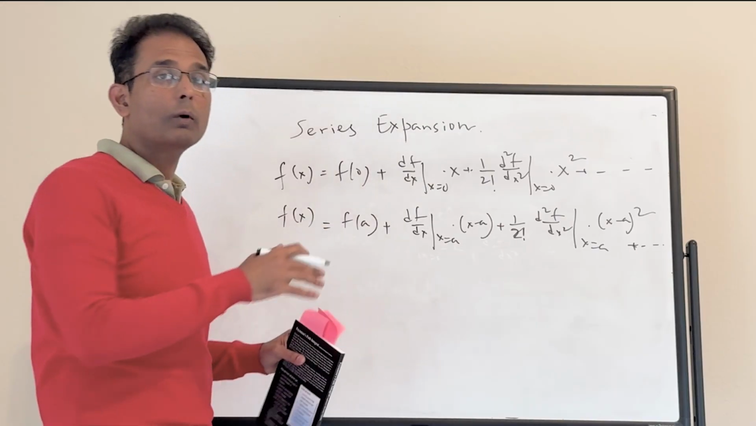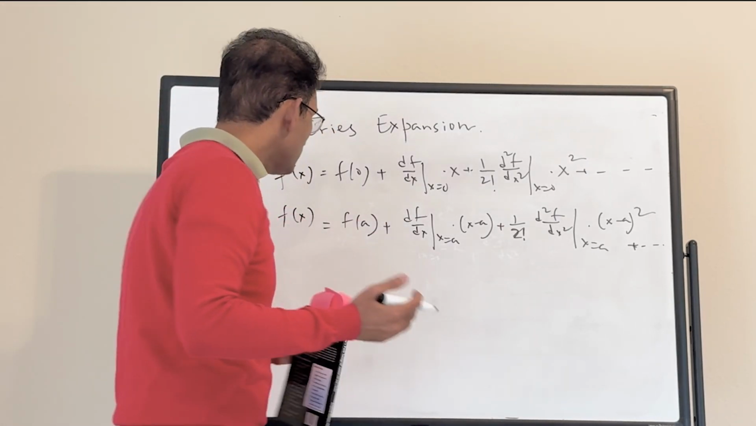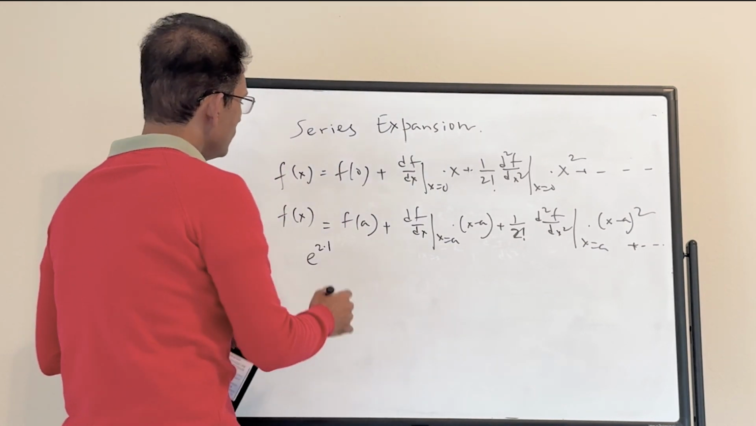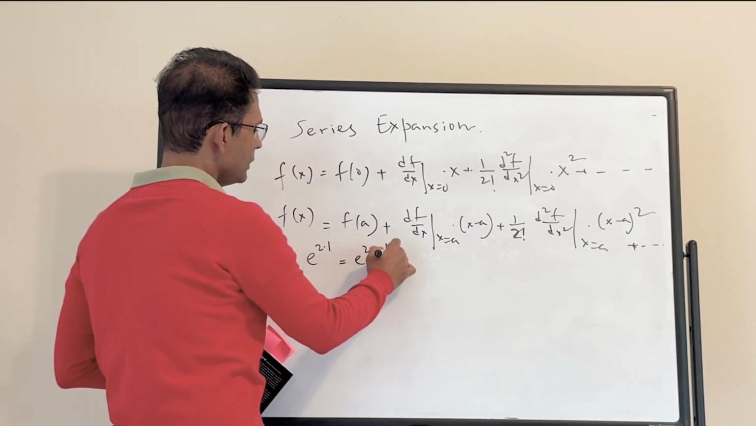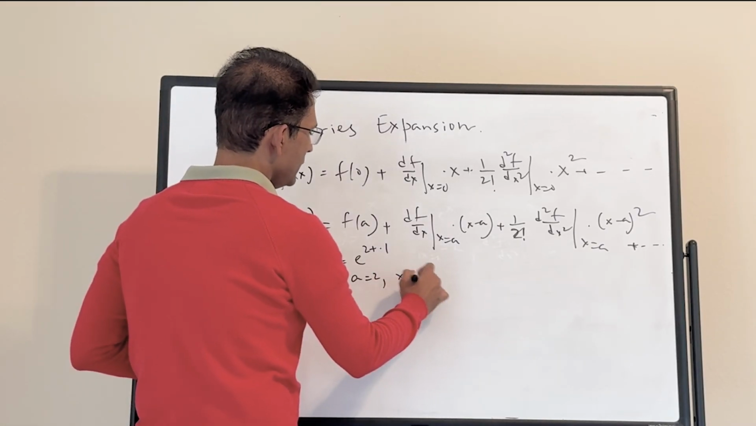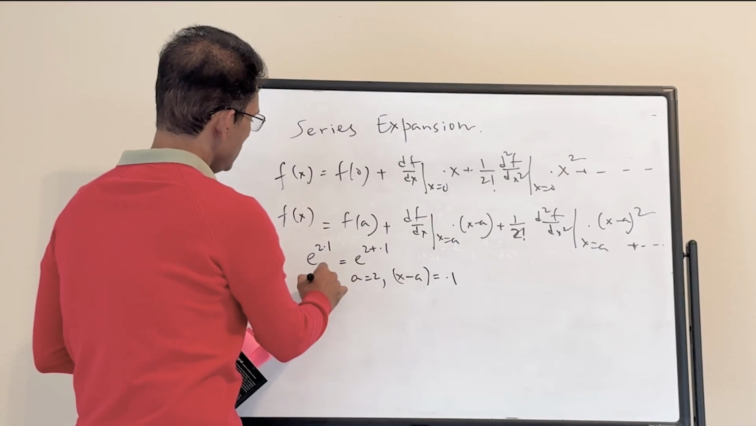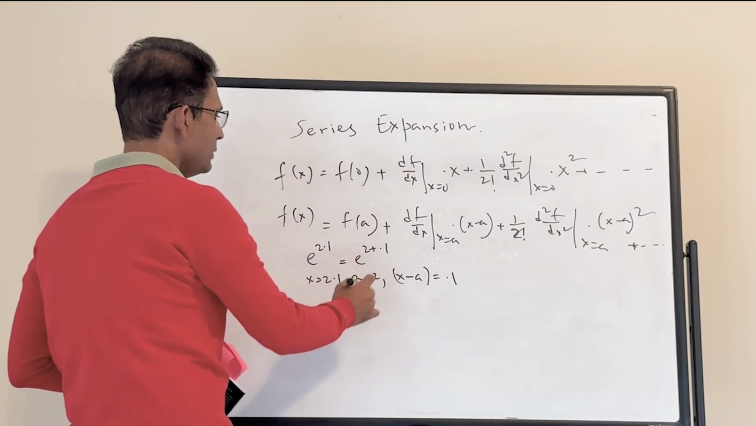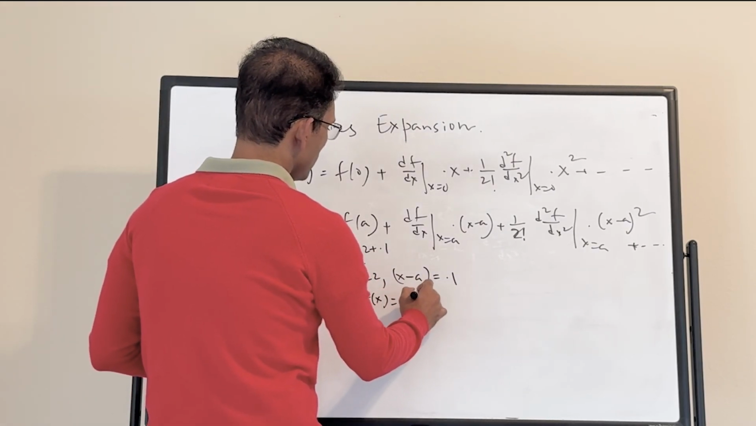And I just realized, while giving you that example, that we have to use this expression, because we are trying to find e to the power 2.1. So we will expand this about 2. So our a is equal to 2, so that x minus a is just 0.1. Obviously, x is 2.1. And I'm using that for the function. What is our function? f of x is e to the power x.